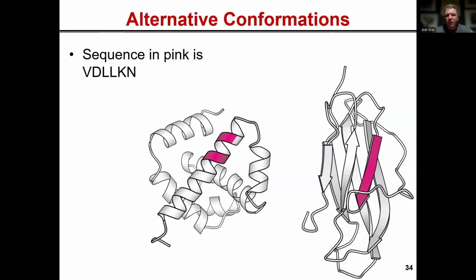These configurations can vary quite a bit. You can look at one particular region or one particular polypeptide, and that polypeptide, depending on everything else that's in that full protein, might take on a couple of different structures. Here, this polypeptide, VDLLKN, forms an alpha helix right here, and then forms a beta strand right there.